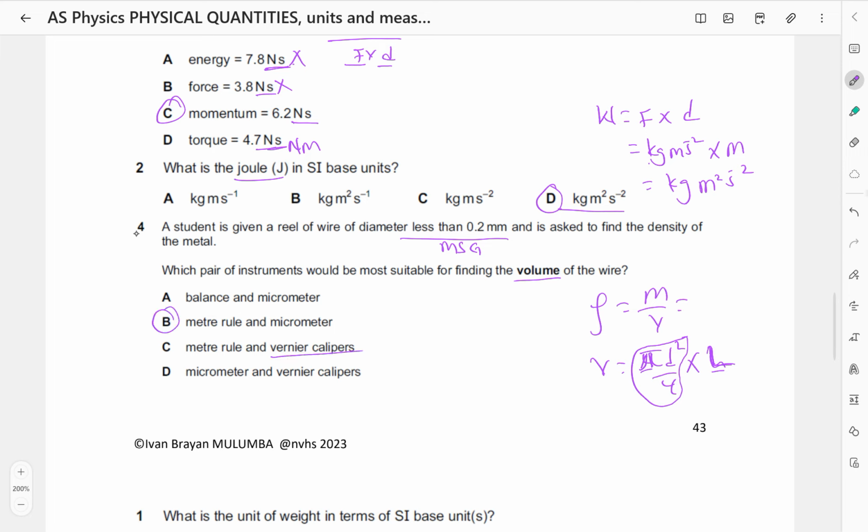We can't use a vernier caliper for such a small length. The most precise instrument would be the micrometer screw gauge for such a small length.